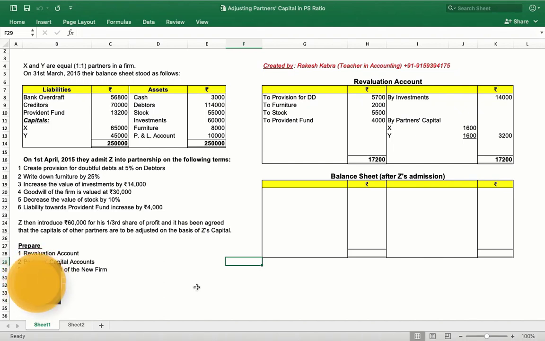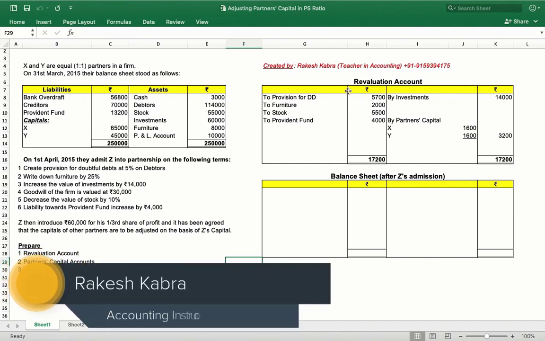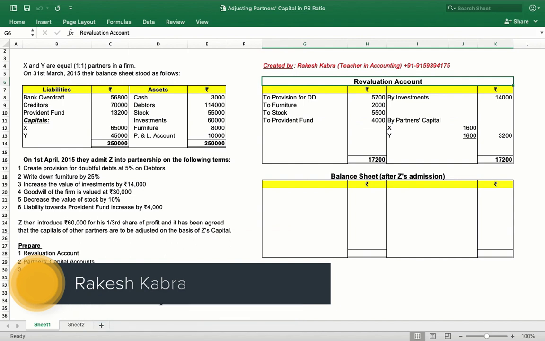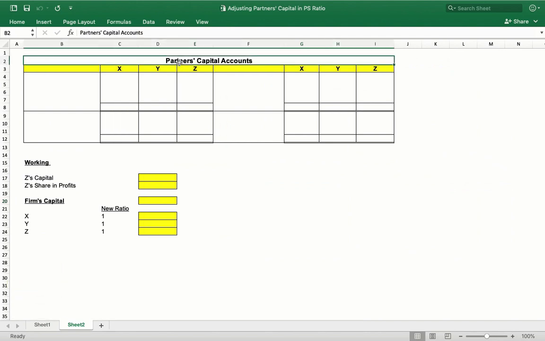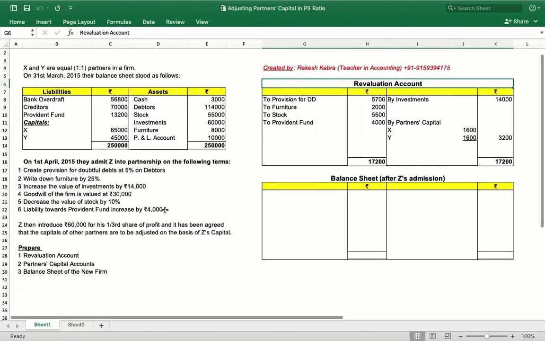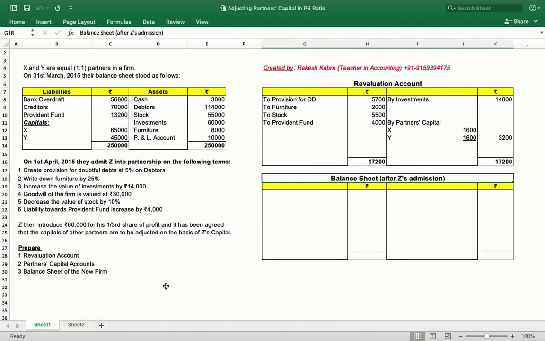In our previous video, we have seen how to prepare the revaluation account. And now in this video, we will see how to update partner's capital account and prepare a new balance sheet at the time of admission of a new partner. So let's continue the same question.